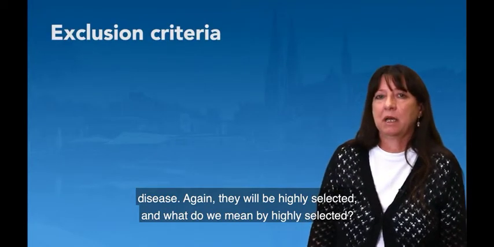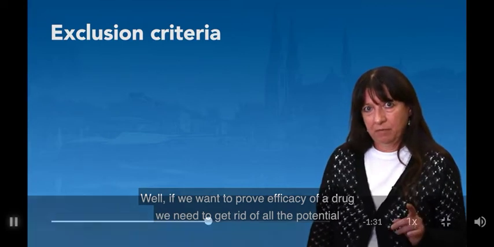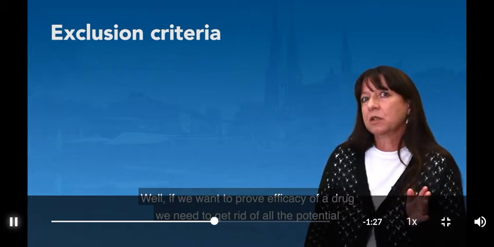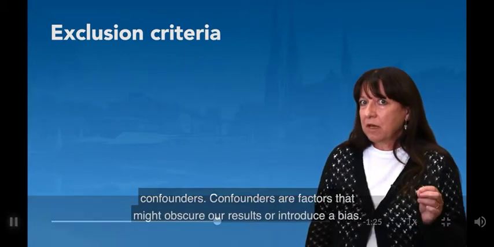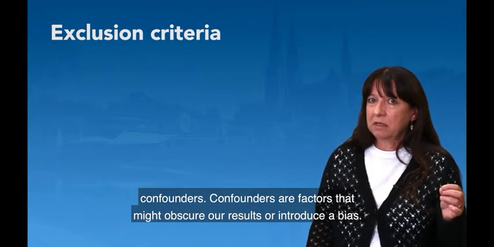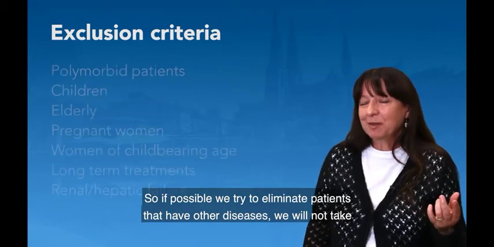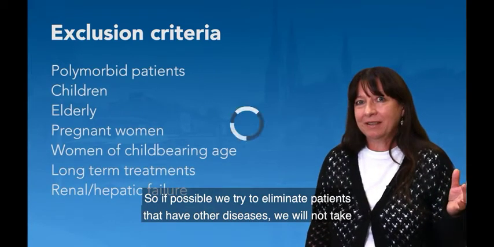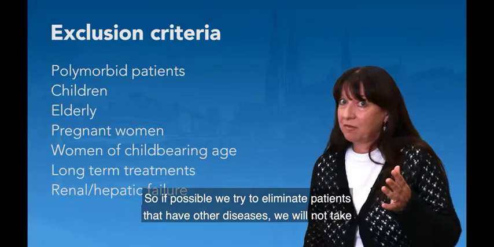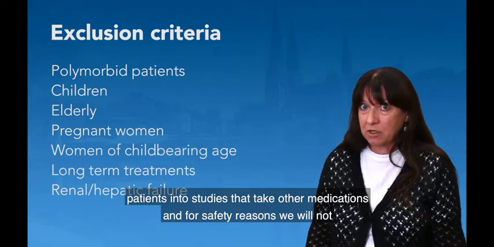And what do we mean by highly selected? Well, if we want to prove efficacy of a drug, we need to get rid of all the potential confounders. Confounders are factors that might obscure our results or introduce a bias. So, if possible, we try to eliminate patients that have other diseases. We will not take patients into studies that take other medications.